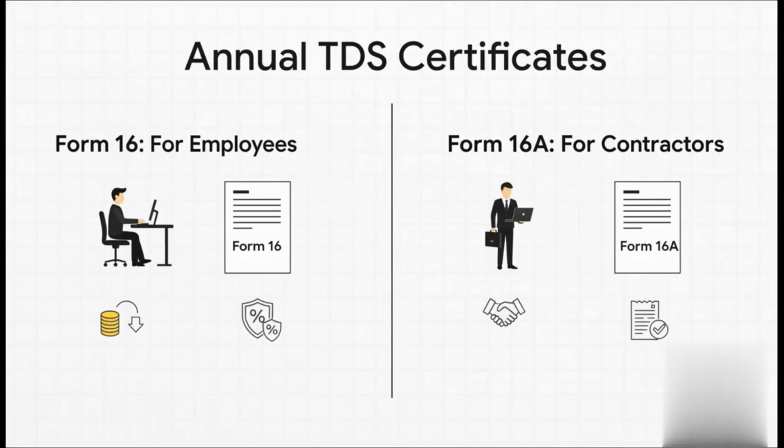And of course, the system handles generating those all-important year-end documents. For your employees, it'll pop out their Form 16, the one that summarizes all the tax deducted from their salary. And for your contractors or vendors, Zoho Books has your back, helping you prep Form 16A and reconcile all those professional payments and TDS. It's all handled.